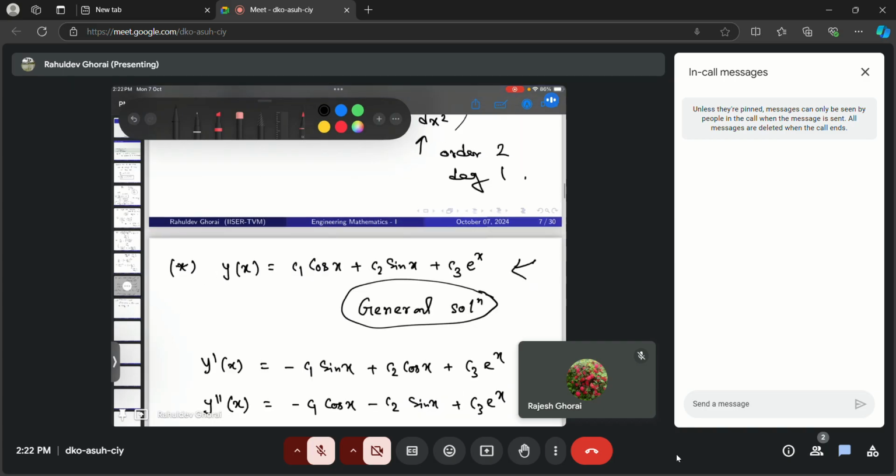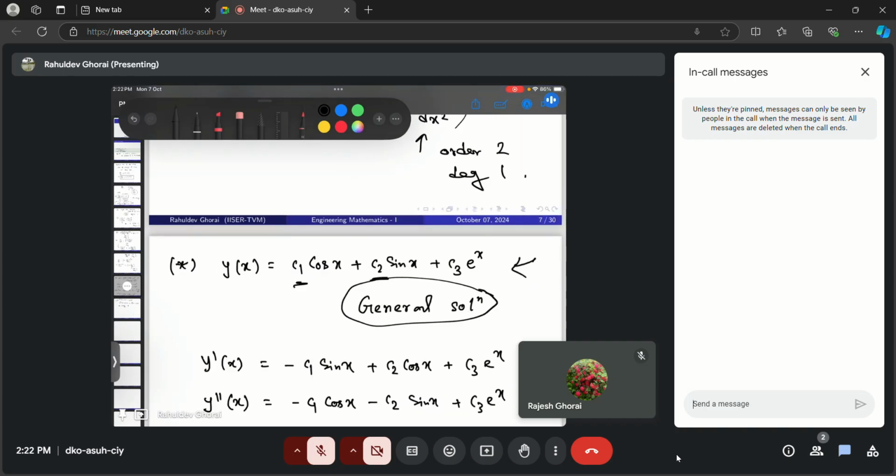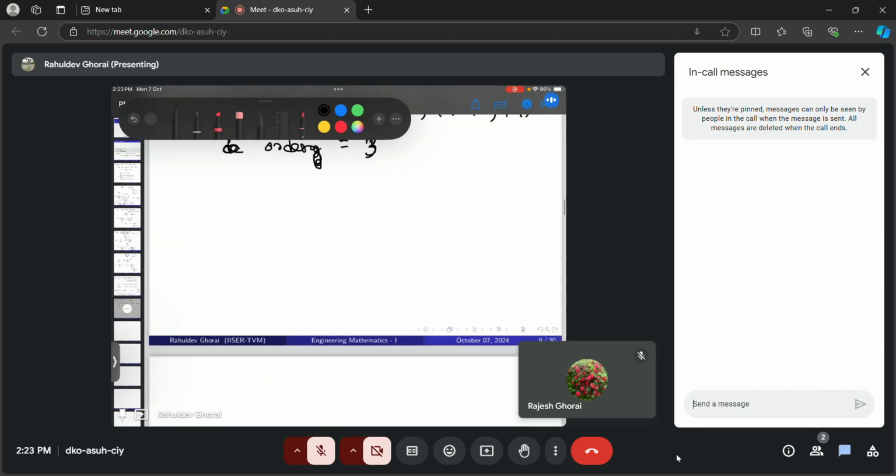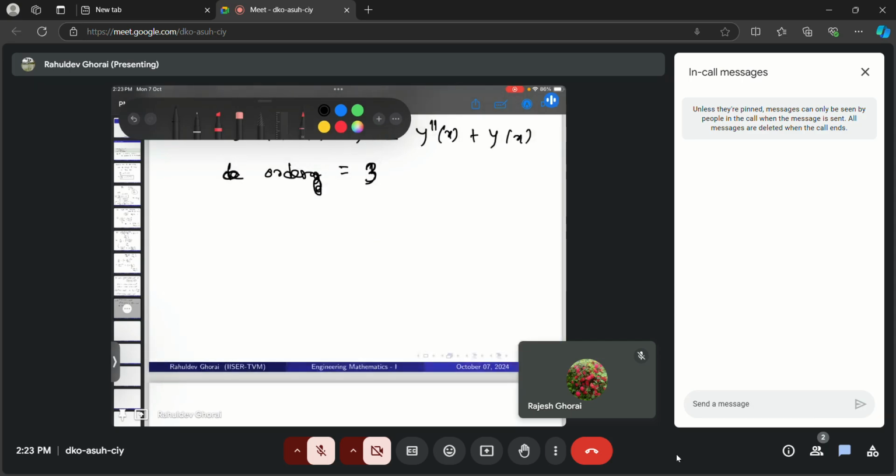That's what we got because we started with a function which has three arbitrary constants. So it should satisfy a differential equation which has order 3. So the general statement is that a general solution of an nth order differential equation contains n arbitrary constants. That's why here also you see that.